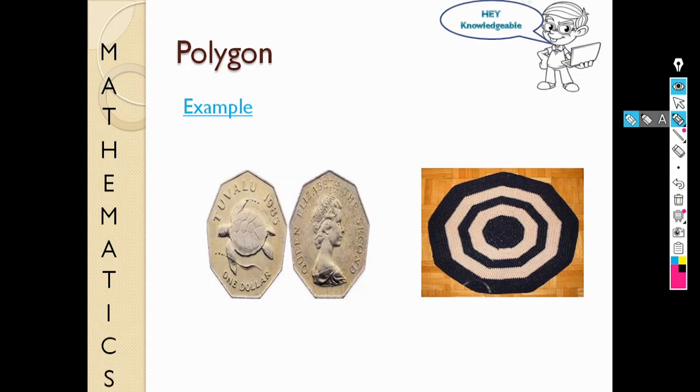So here are some real life examples of polygons. If you see, this currency is like a polygon. In the same way, this foot mat is also in the form of a polygon.